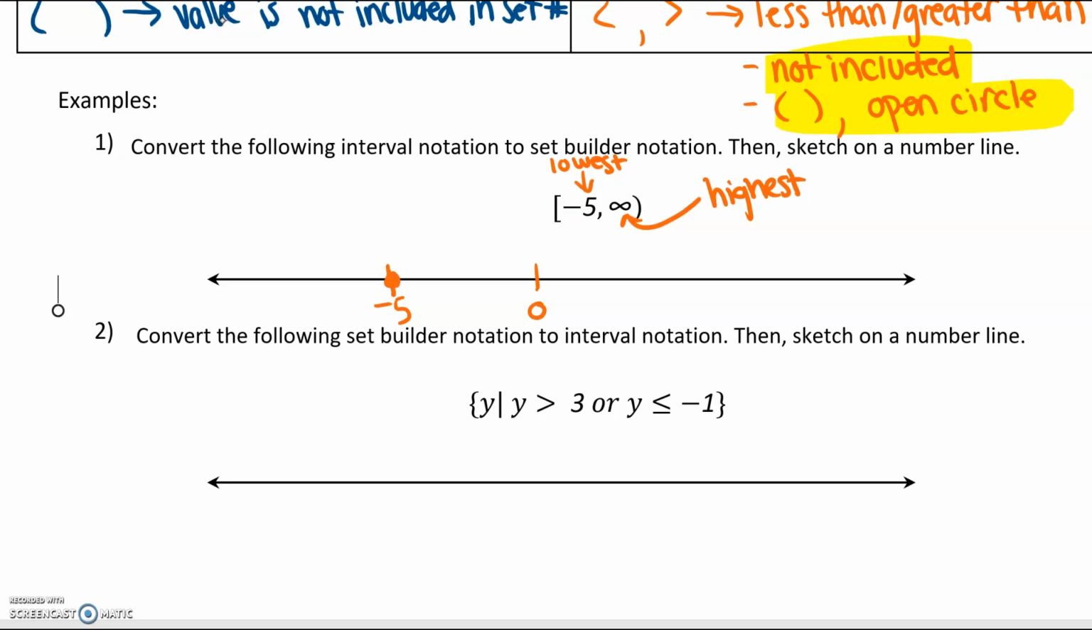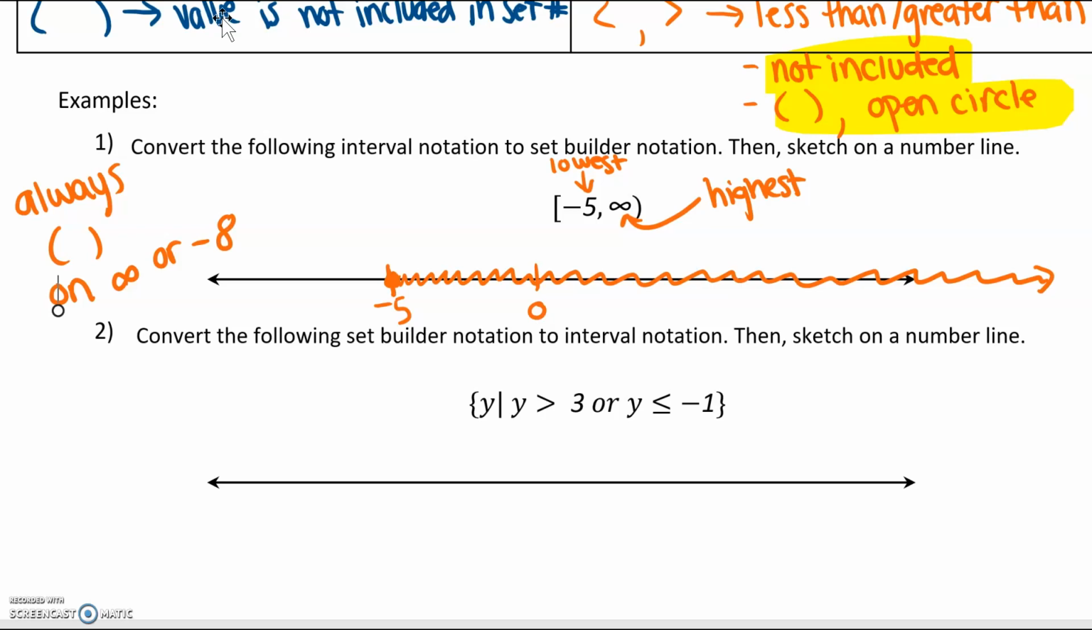And then the highest thing it can be is infinity, which means we want every number going all the way to infinity. It would look something like that. The arrow implies forever and ever and ever. It would never stop. And you'll notice that at infinity, there is going to be a parenthesis. That's because you can never really include infinity because it's not a number, it's a concept. So you will always have parentheses on infinity or negative infinity. Okay, so just a little note to you all.